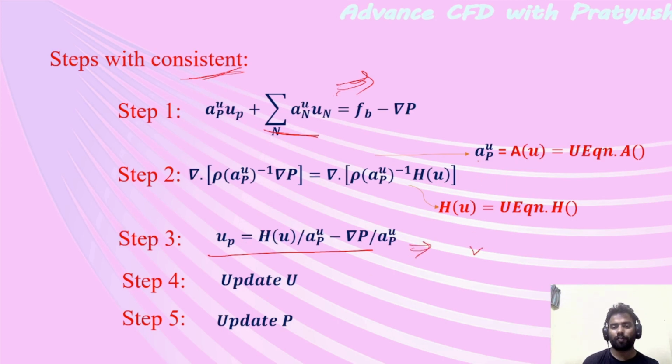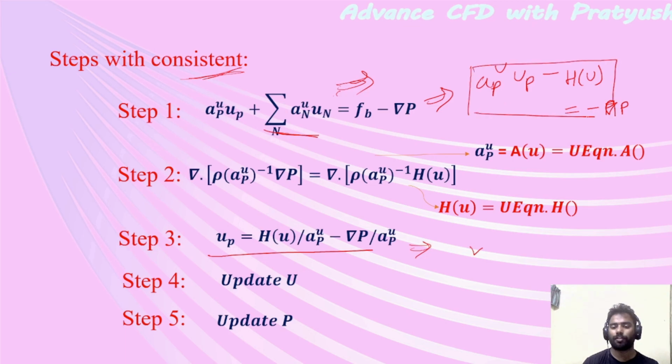Okay. So if you write these equations in the form of the velocity character, you can write it as APU into UP minus HU equal to minus del P. So this is the equation we can write in the form of HU.